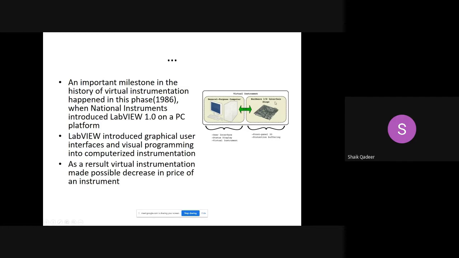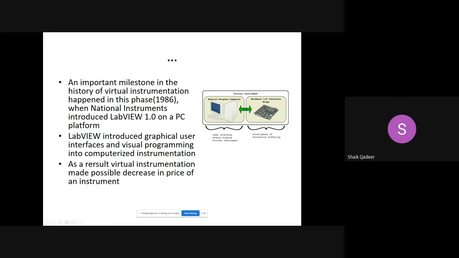What is the meaning of virtual instrument? It comprises a computer and an I/O card. This I/O card can be available inside the CPU or outside. I/O devices can be connected to this I/O card. What are I/O devices? Sensors or actuators. The computer performs processing operations, that is measurement, signal processing, and display. And after performing the controlling operation, the signal is sent back to the output device via this I/O card again.